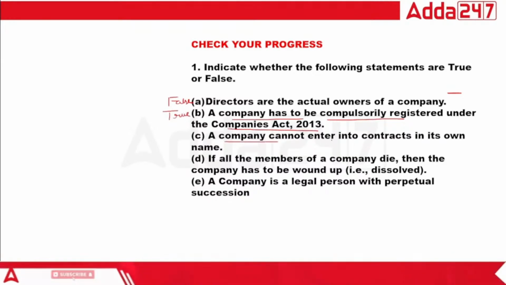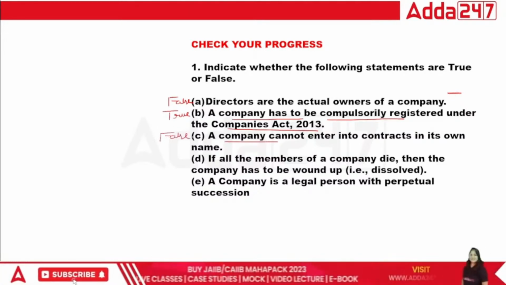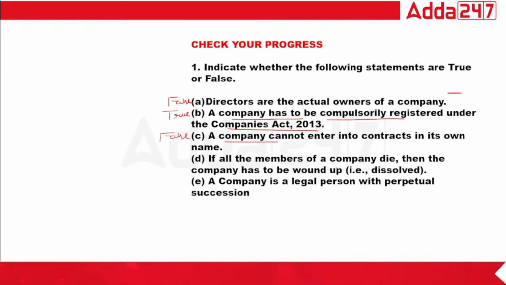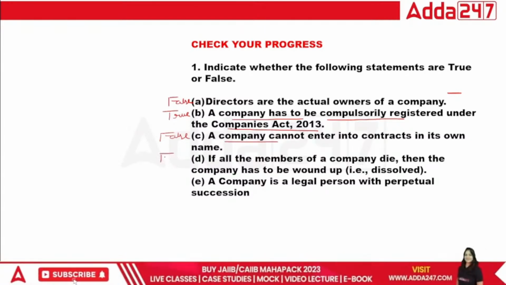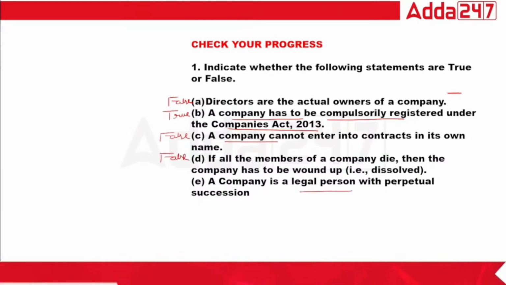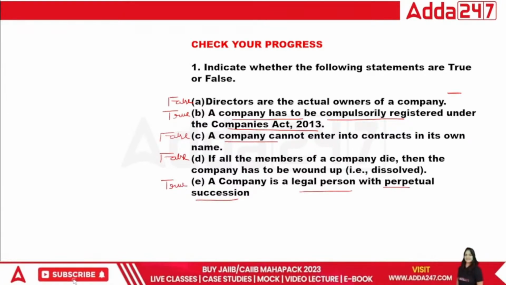The company cannot enter into a contract in its own name. That is absolutely false, because a company has a separate legal entity. So the company can enter into a contract in its own name. If all the members of the company die, then the company will be wound up. That is absolutely no. The company will go on as it is. A company is a legal person with perpetual succession.